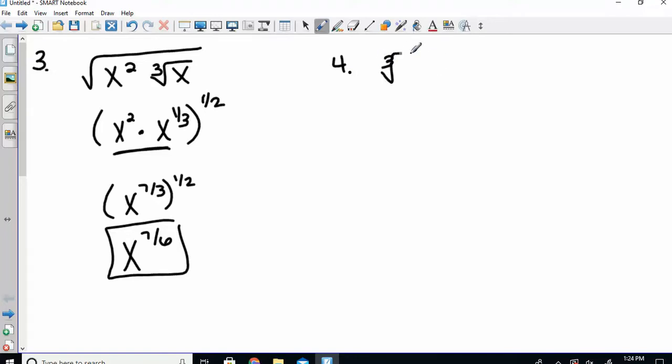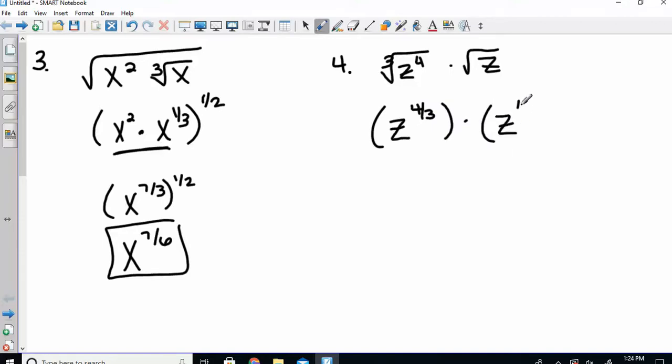So number 4, we have the cube root of z to the 4th times the square root of z. So the cube root of z to the 4th would be z to the 4/3. And the square root of z is z to the 1/2. So when you multiply, what do we do with the exponents? Add them. And so this would give us z to the 11/6 power.